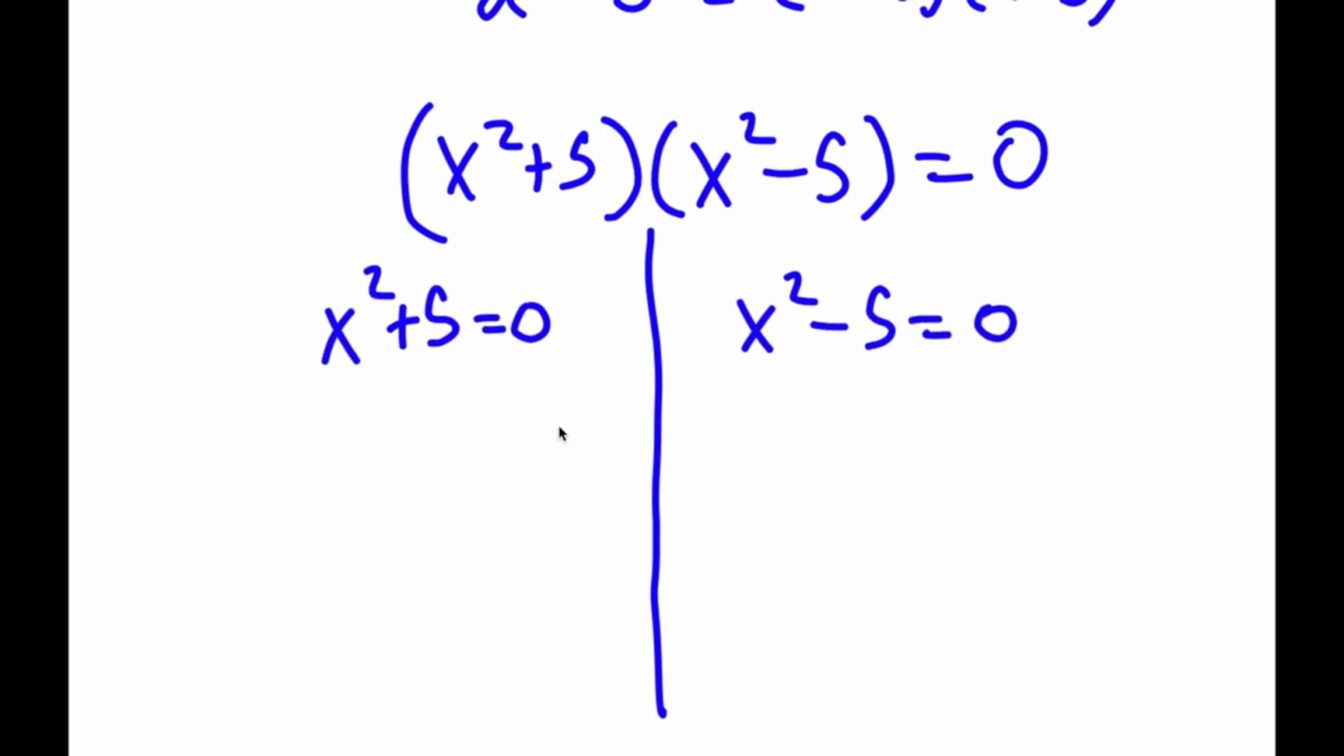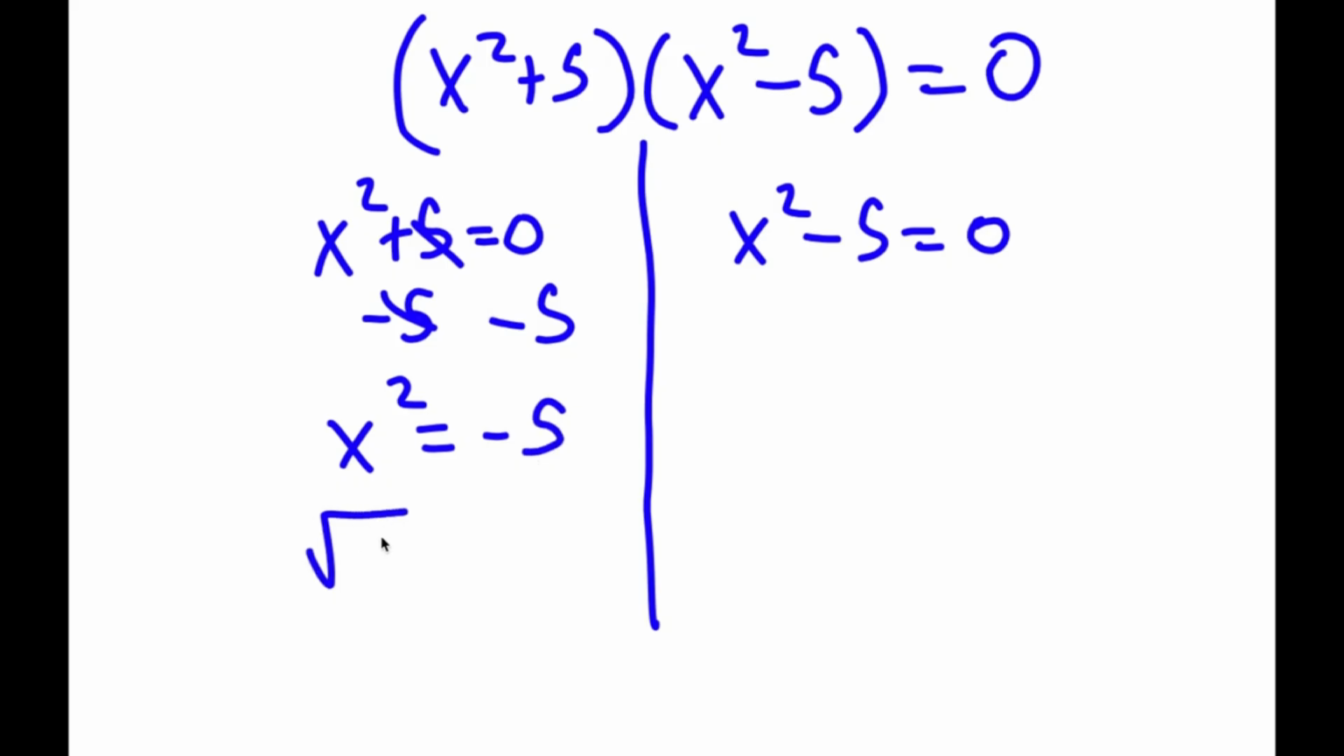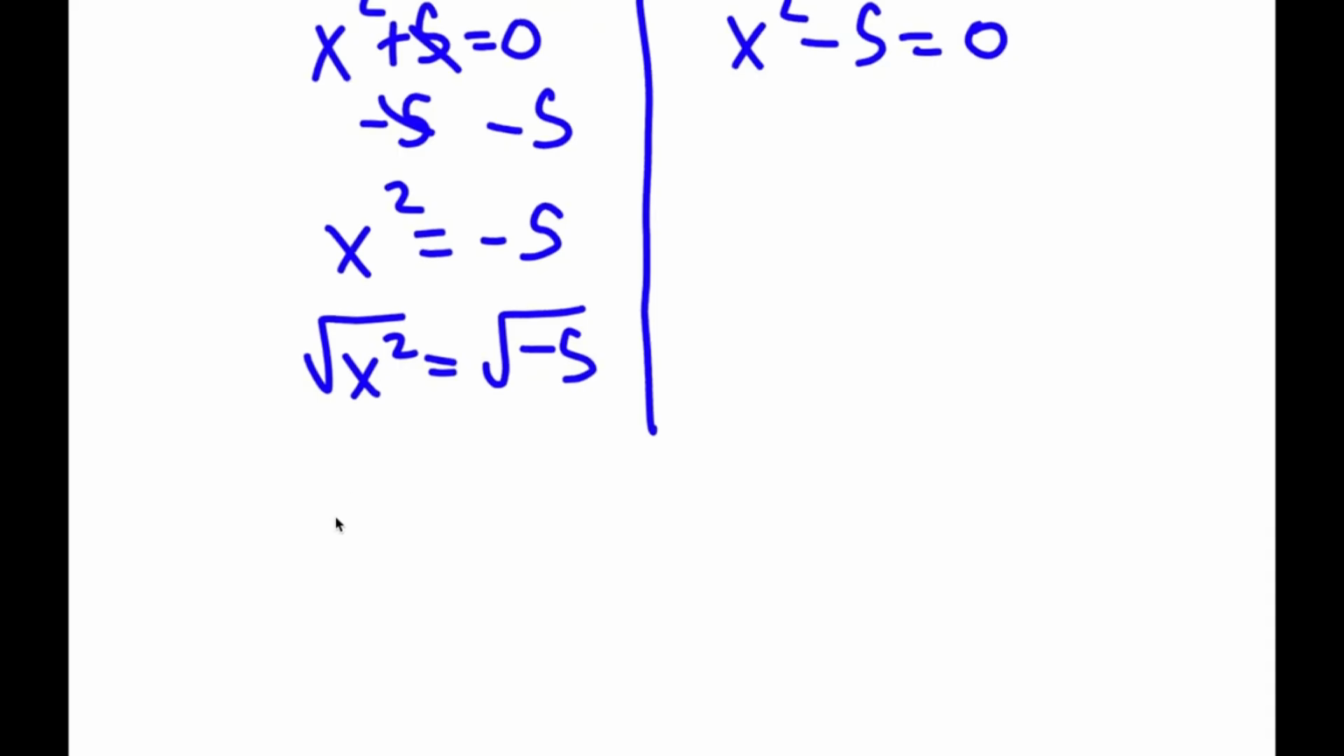So for x squared plus 5 equals 0, all I have to do is simply subtract 5 on both sides. These two cancel out, and I'll be left with x squared is equal to negative 5. Now, I'll take the square root on both sides. So I have the square root of x squared is equal to the square root of negative 5. And the square root of x squared is x.